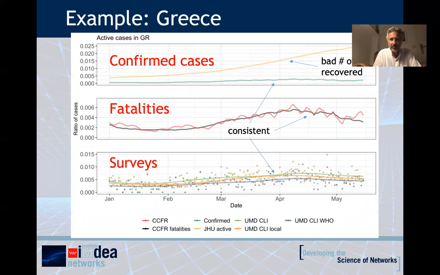Here we're showing the estimates we get applying these techniques to Greece, and as can be seen at the top, there is a line that is completely useless because the number of recovered cases is wrongly maintained. However, all the other lines, the three lines at the bottom, which are the surveys, and the two in the middle based on fatalities, with the ones extending the confirmed cases for 10 days, are quite consistent.